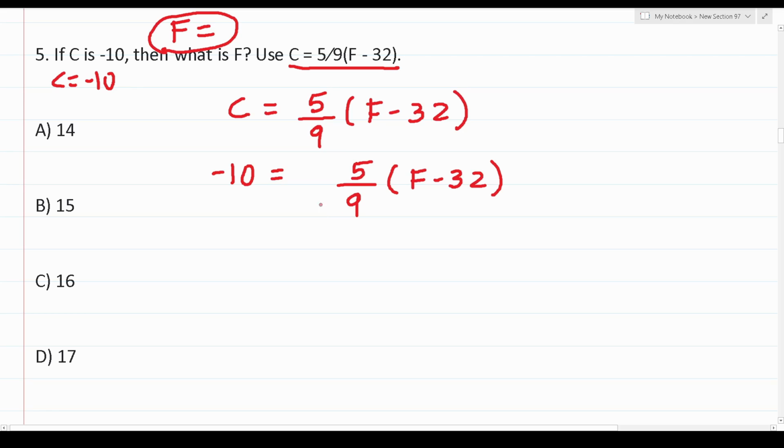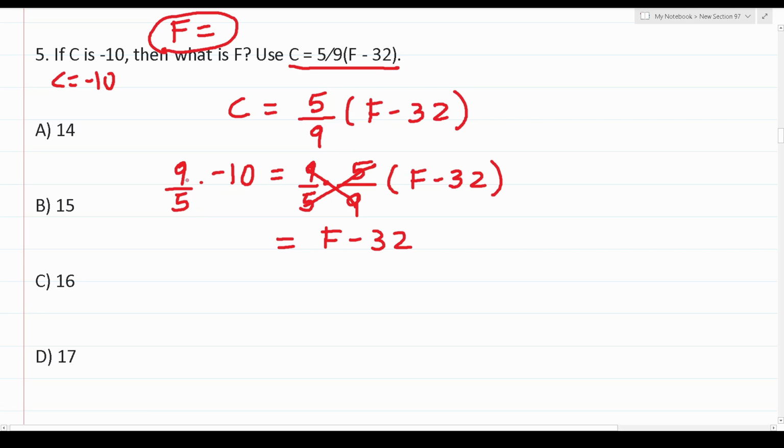Now, the next step is to get rid of this fraction. And one way we can do that is by multiplying both sides by its reciprocal. The reciprocal of 5 over 9 is 9 over 5. And you'll see that when we multiply 5 over 9 by its reciprocal, this crosses out here and this crosses out here, leaving you with F minus 32 on this side.